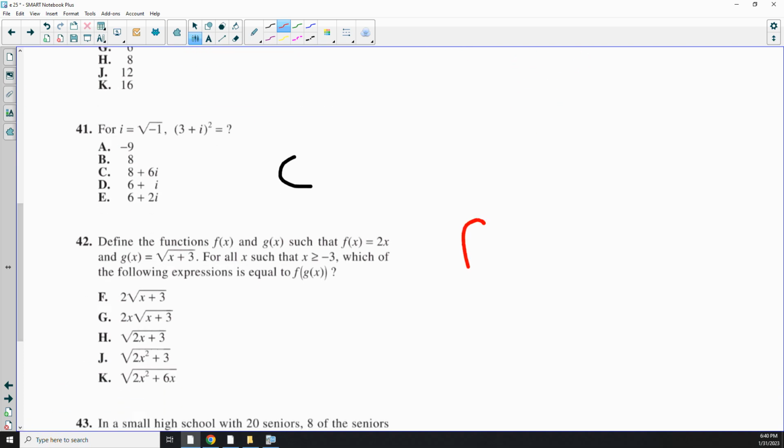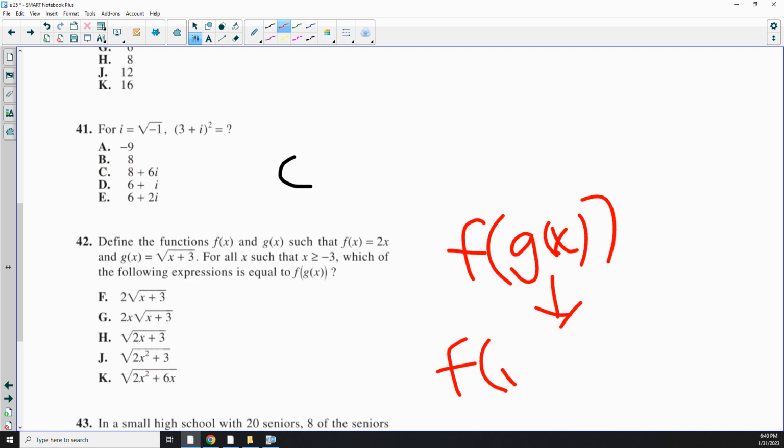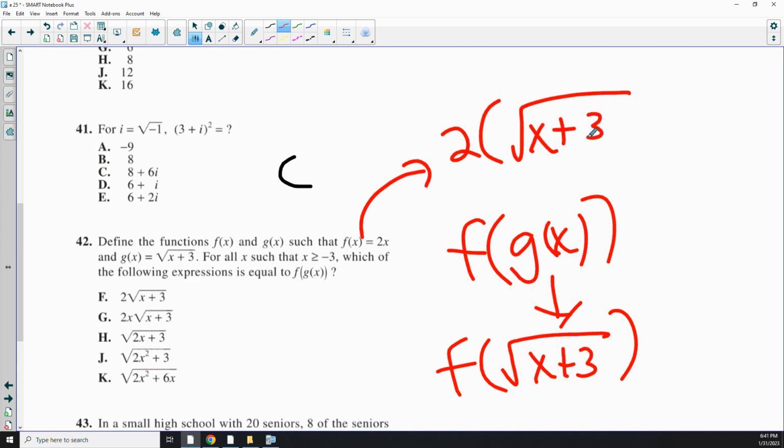All right, now it gets rough. Which of the following is f of g of x? Well, you'll hear me say this in the class. Copy g. So g is the square root of x plus 3. And then plug that into f, which is 2 times x. So it's 2 times the square root of x plus 3. Choice F. Close that door, guys. F is the answer. Close that door, please.